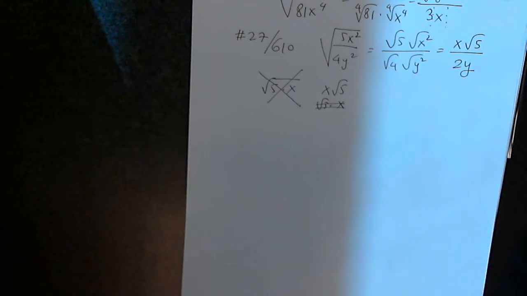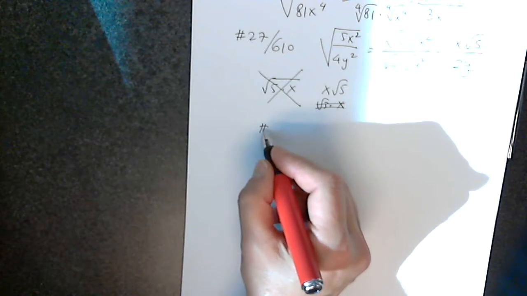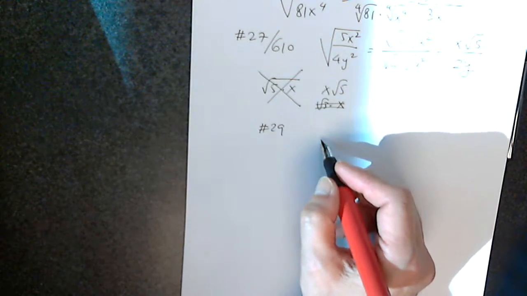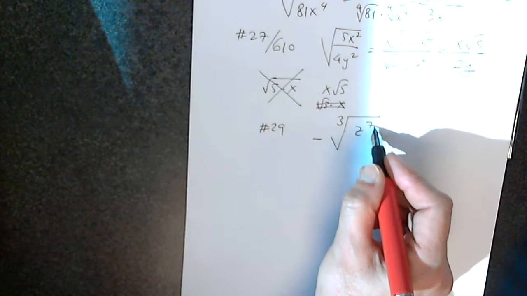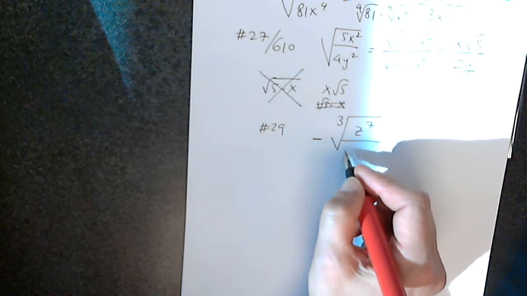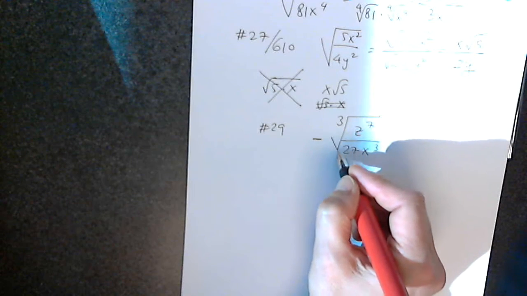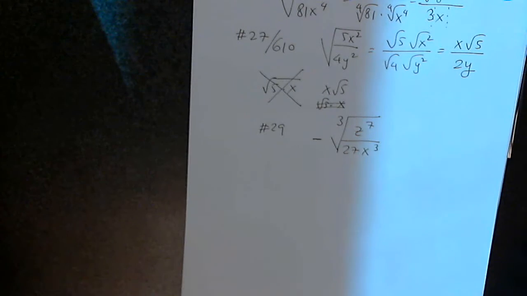Let's also look at 29. And this is negative outside, and then the cube root of z to the 7th over 27x cubed. Okay, let's work on this for 1 minute.